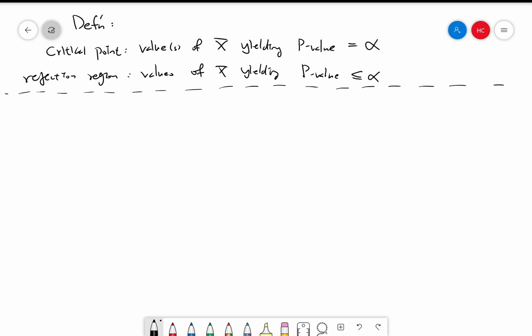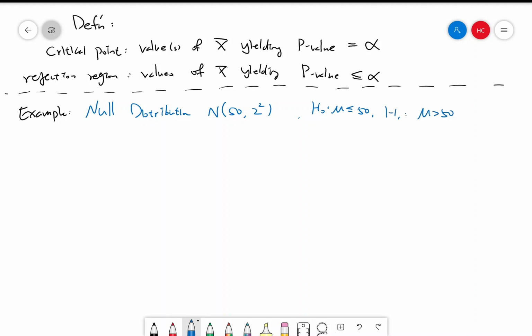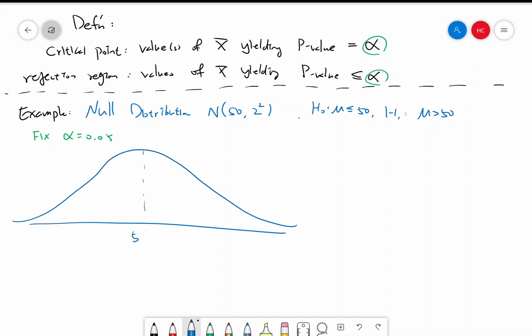Okay, so let's use the example from the previous slide. Let's consider the null distribution being the same. The null distribution has mean 50 and standard deviation 2. And the hypothesis test is h0 is mu less than or equal to 50 and h1 is mu greater than 50. Notice that critical point and rejection regions depend on the value of alpha. So let's first fix the value of alpha to be 0.05, the default value. So let's draw the normal distribution.